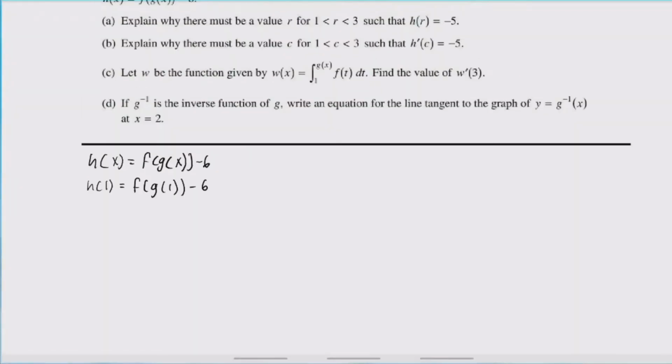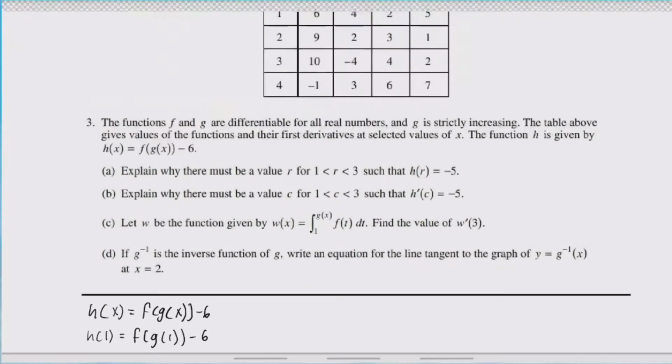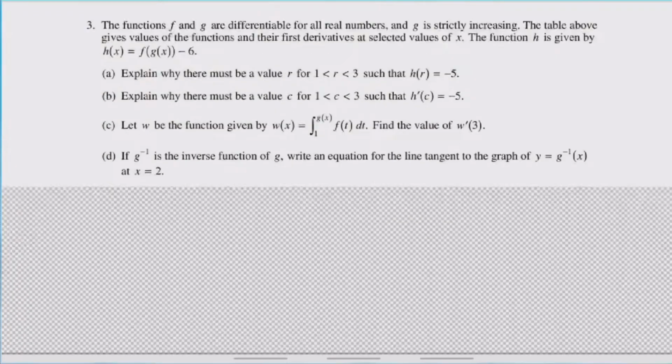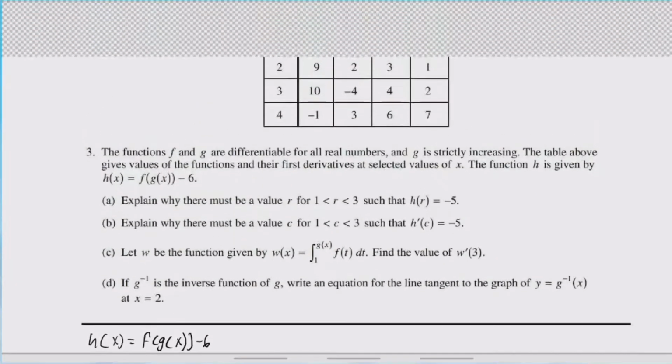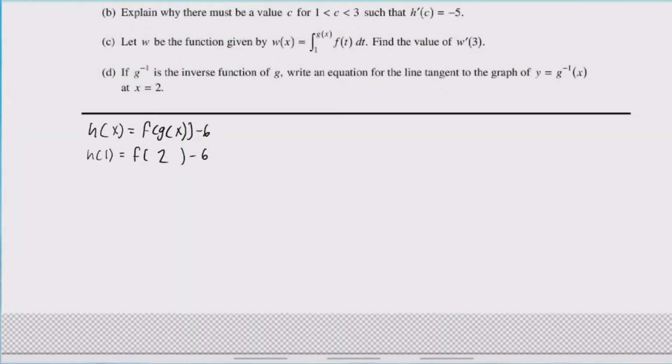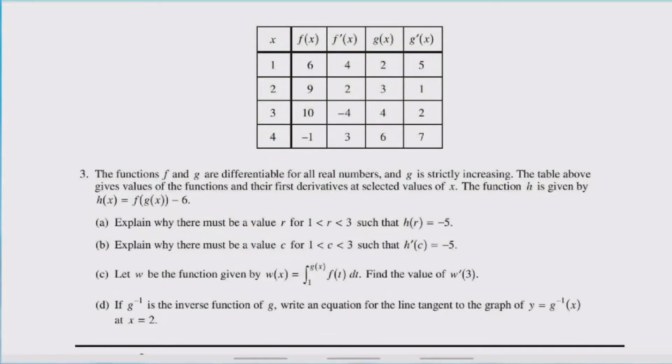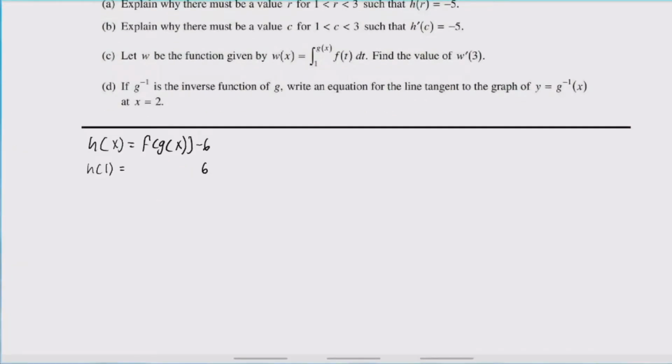So we have h of 1 is f of g of 1. So g of 1 is going to be 2. So we're going to replace this g of 1 with a 2. Again, I'm erasing it. You guys can just rewrite it if you want. And then finally, we're going to take f of 2. In this case, f of 2 is 9. So that means this is going to be 9 minus 6, which is going to be 3.